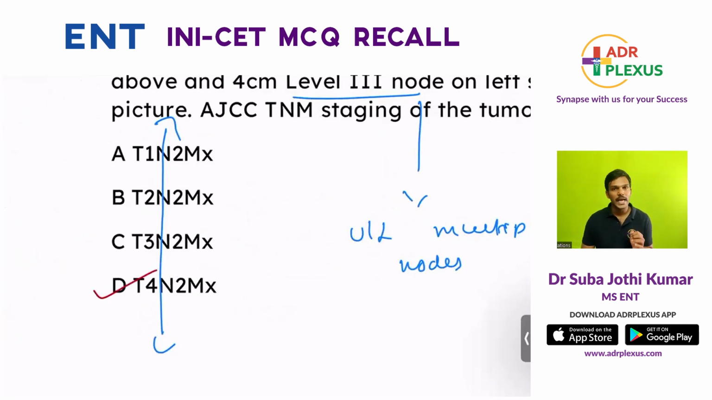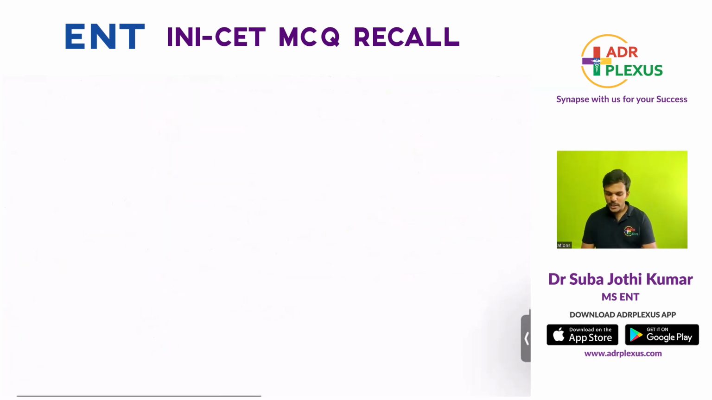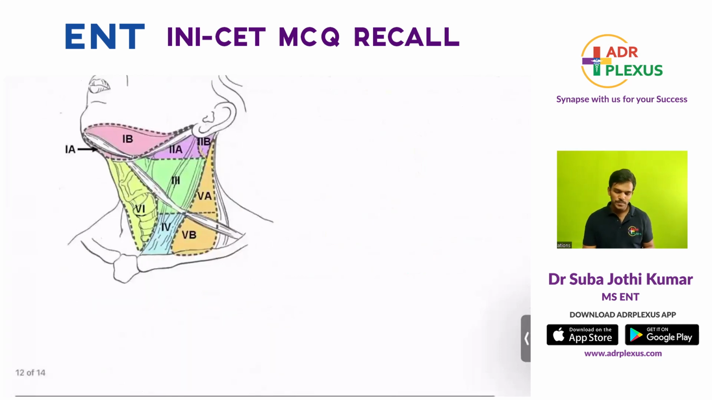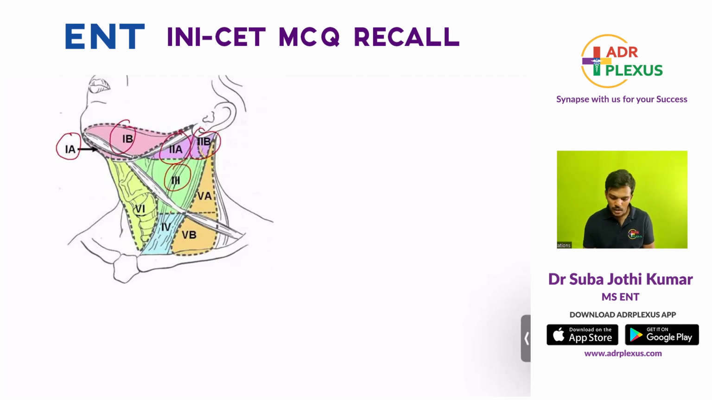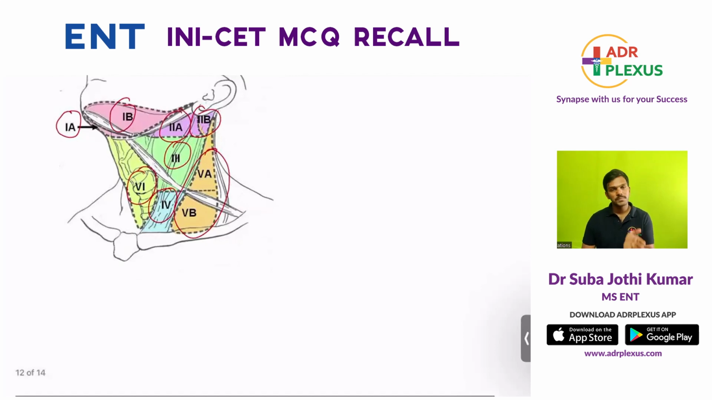T4N2M. So this would be the answer for this. I'll also make you clear about the nodal staging. First you have to be clear about the subsites of the cervical nodes. One is submental, submandibular, upper deep jugular, middle deep jugular, lower deep jugular, posterior triangle nodes, that is 5, pre-laryngeal, it is 6, mediastinal is 7. Okay, so first we should be clear with the various subsets of the nodes.